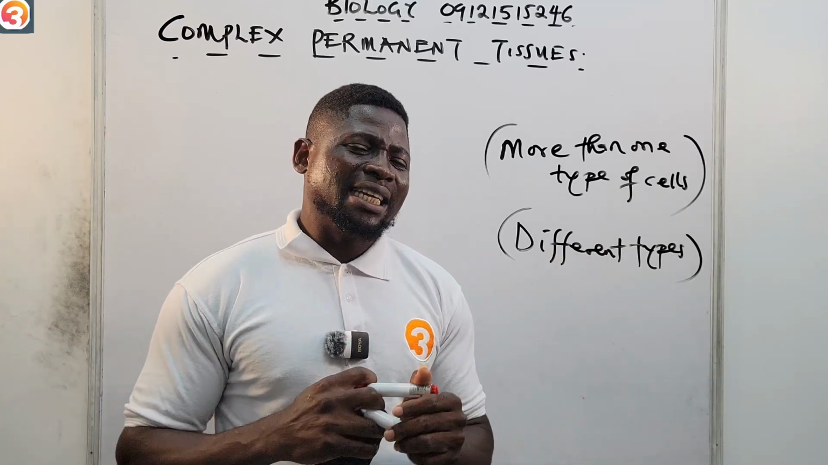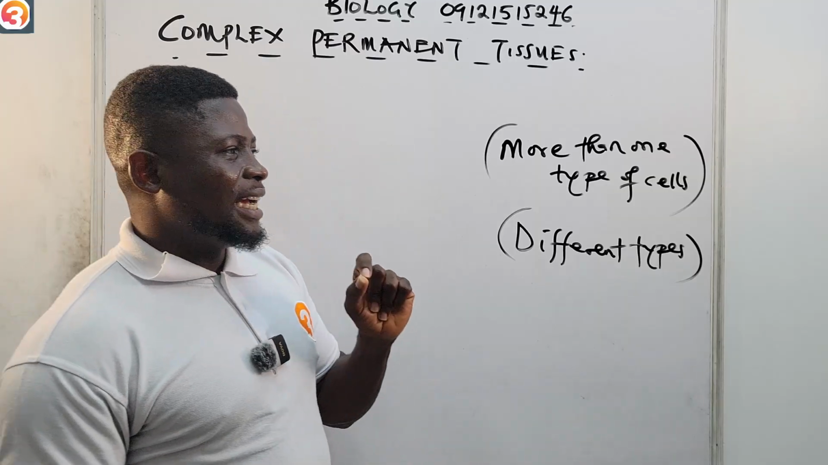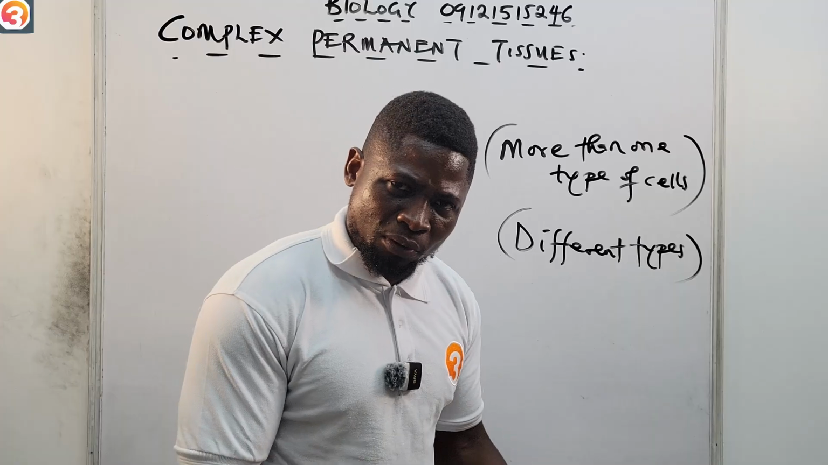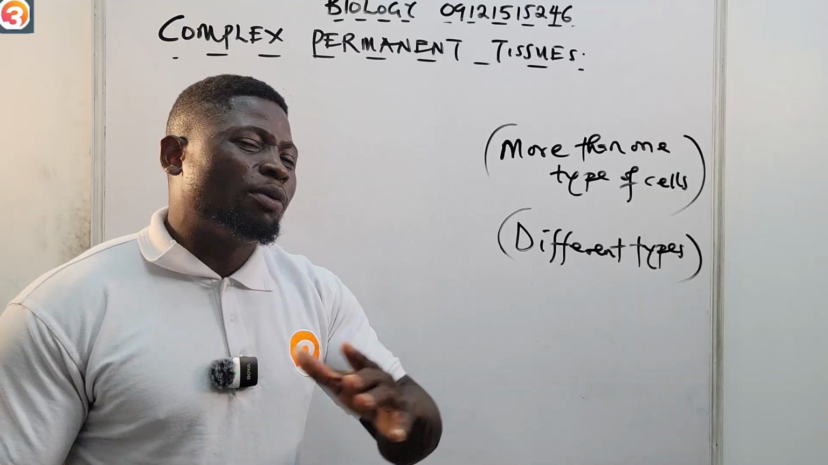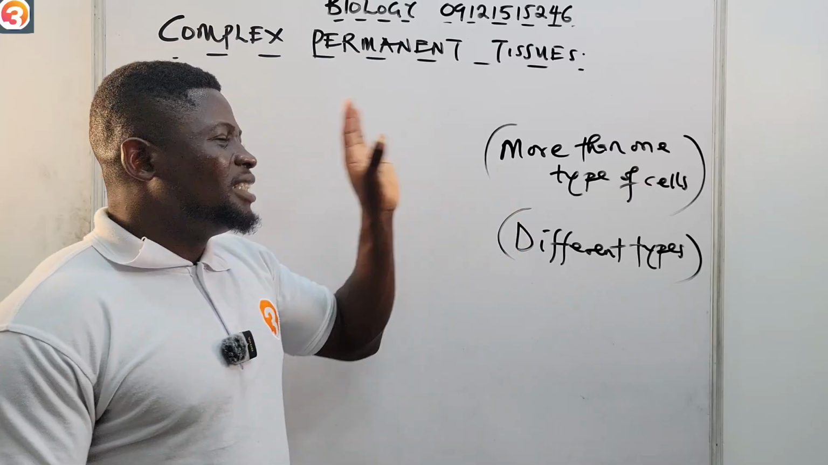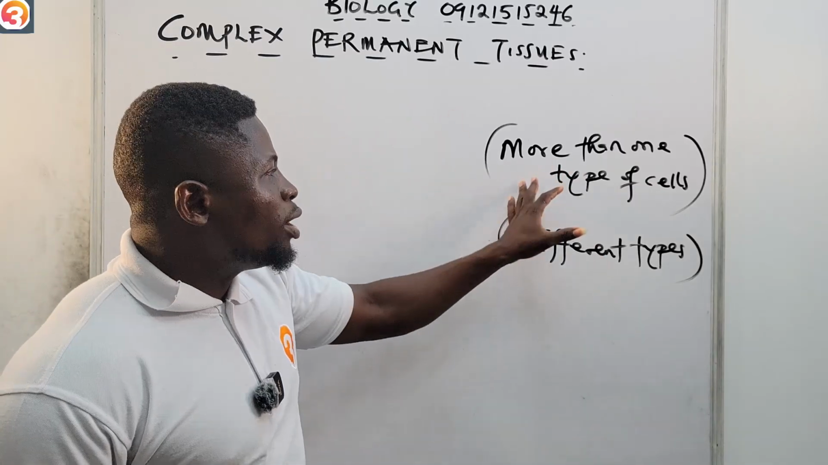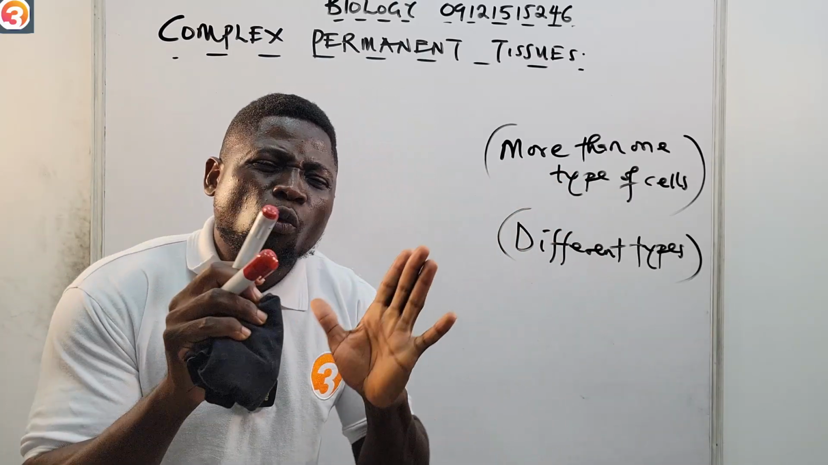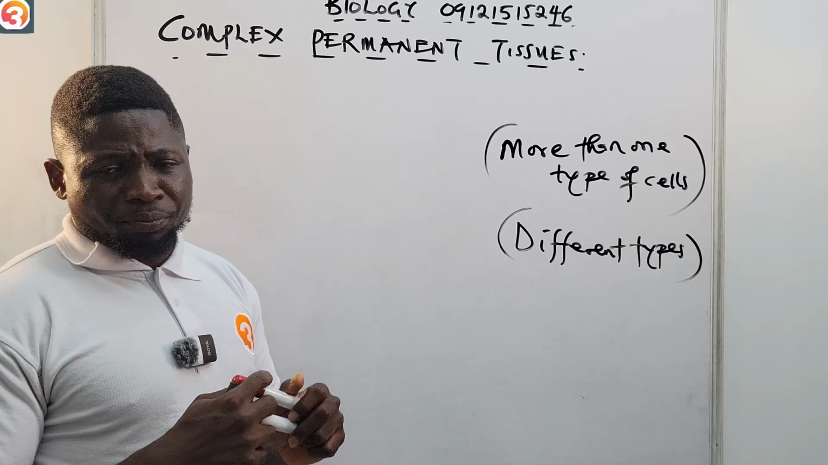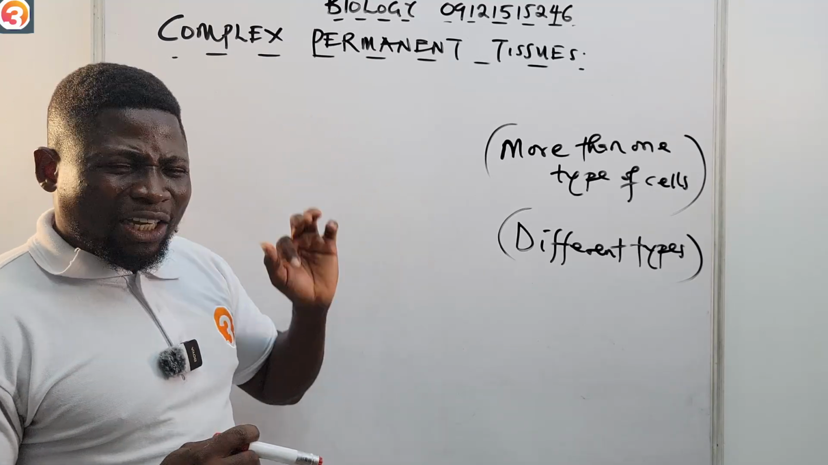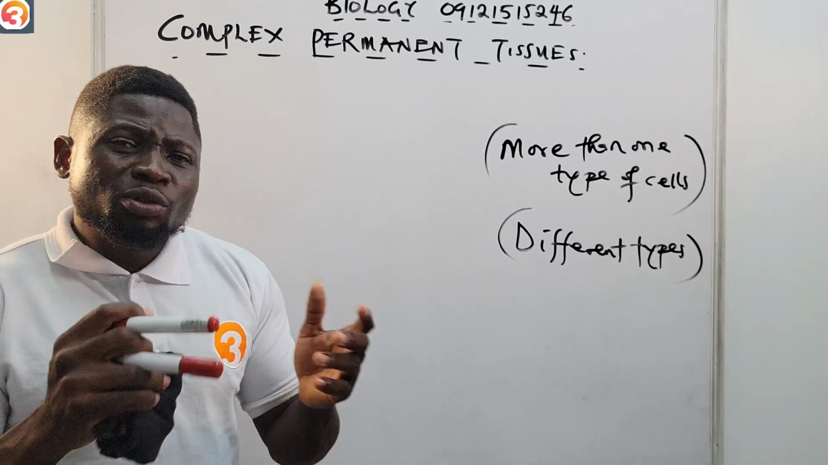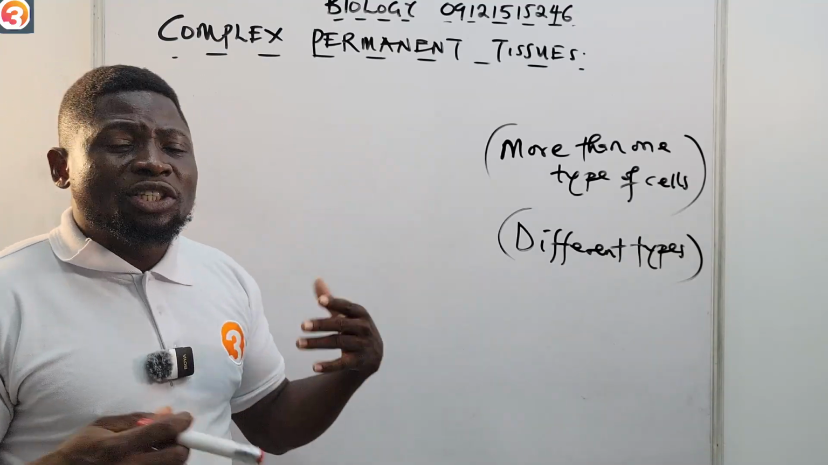I will go over that again in case you did not hear me well. I said that complex permanent tissues are not like the simple permanent tissues that are made up of one type of cell. The complex permanent tissues are made up of different types of cells, or more than one type of cells, that work together to perform a specific function. Those are the complex permanent tissues.